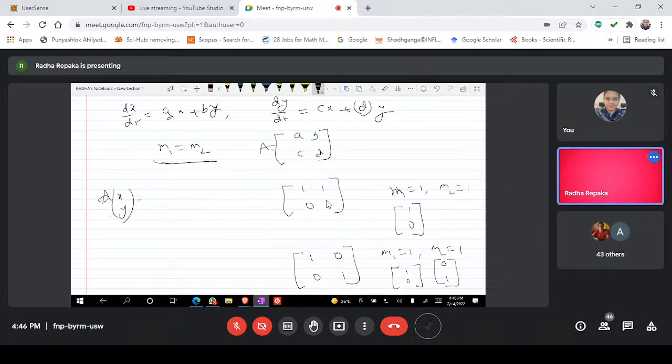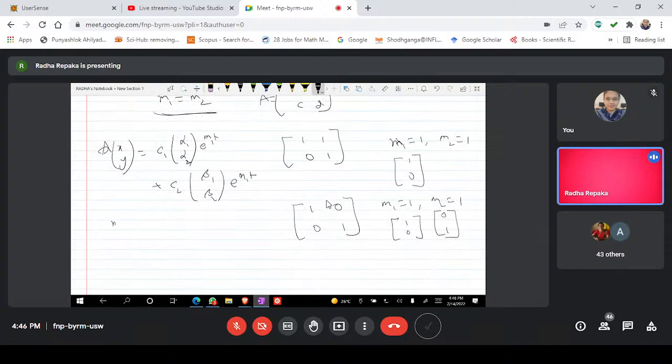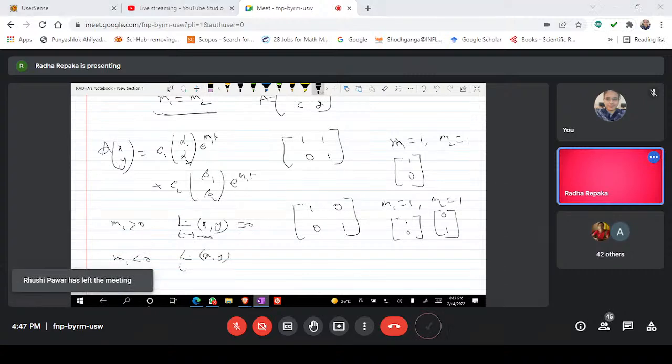C1 (alpha 1, alpha 2) e power m1 t plus C2 (beta 1, beta 2) e power m2 t. Again, no problem. But if m1 is positive, the limit of (x, y) as t tends to minus infinity is 0, and if m1 is negative, the limit of (x, y) as t tends to plus infinity is 0.